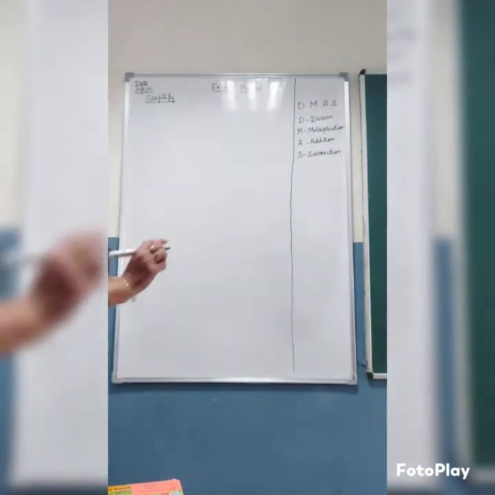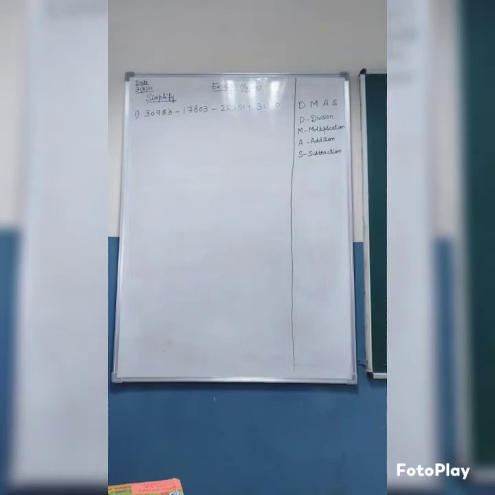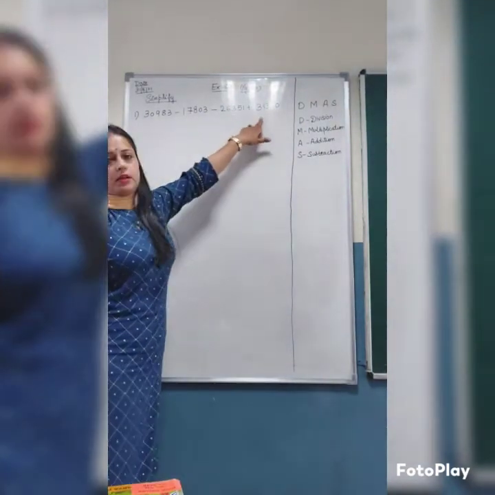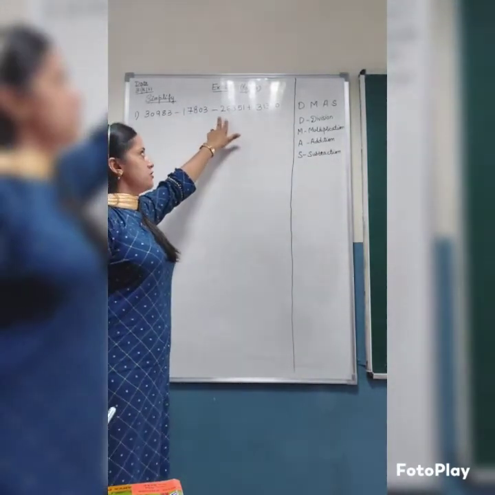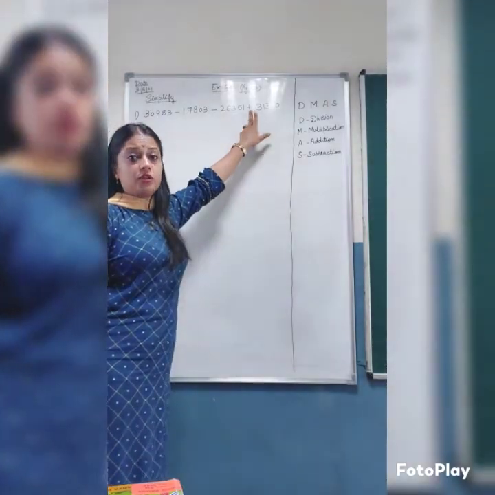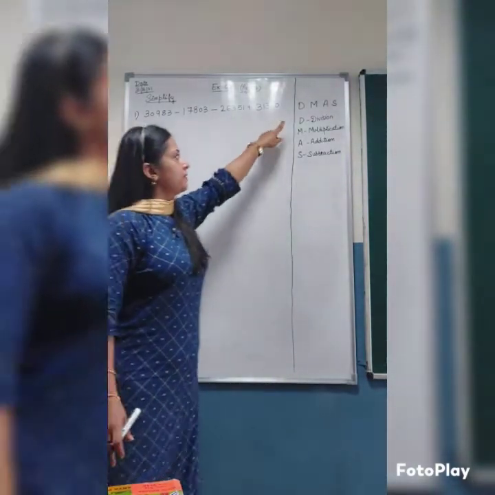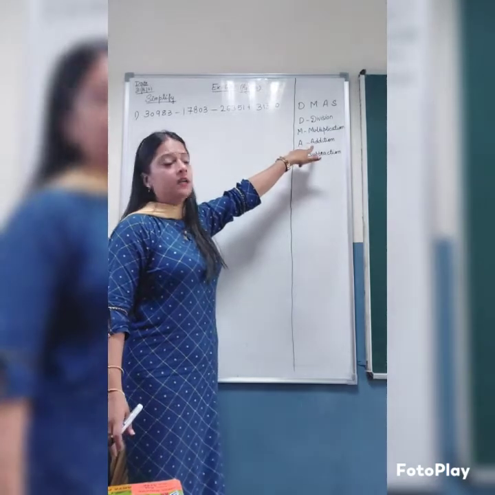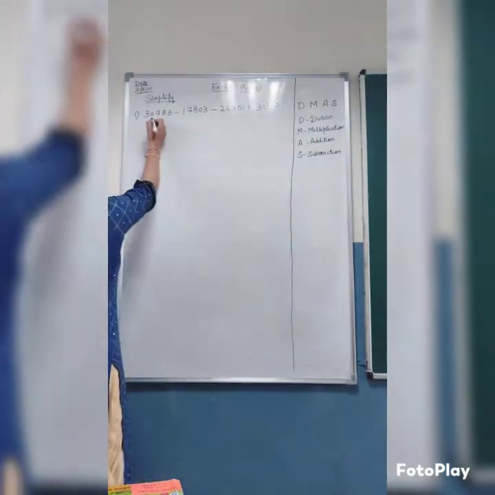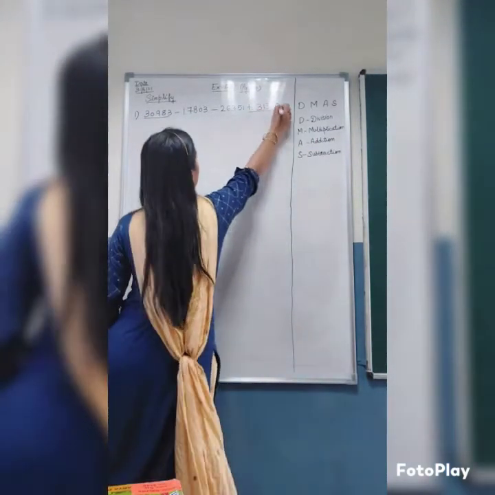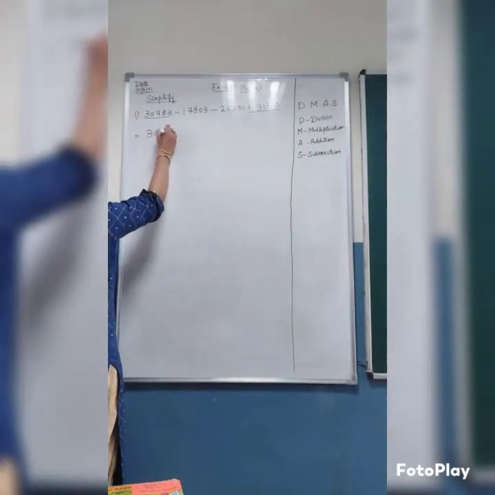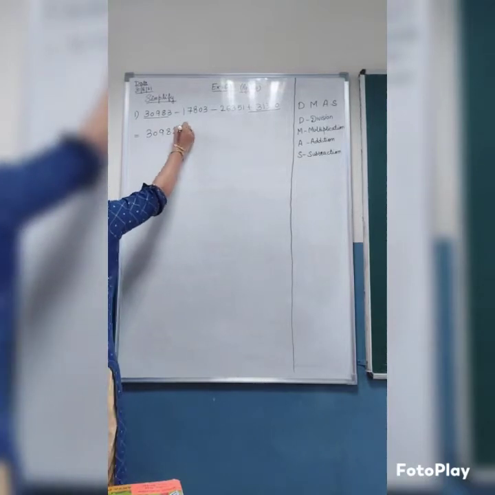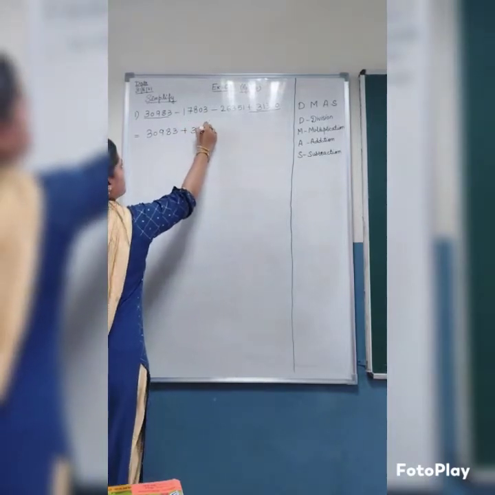This is our first question. See, there are 4 numbers, and in between them there are some subtractions and also additions. In sequence, we have to add first. So these two numbers are of addition, and we have to add both the numbers: 30,983 and 31,370.